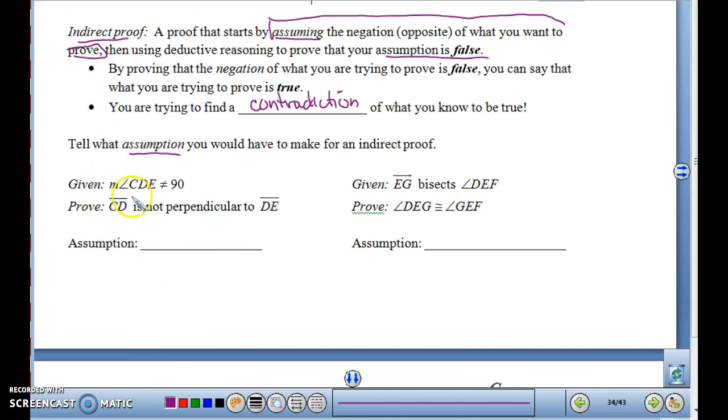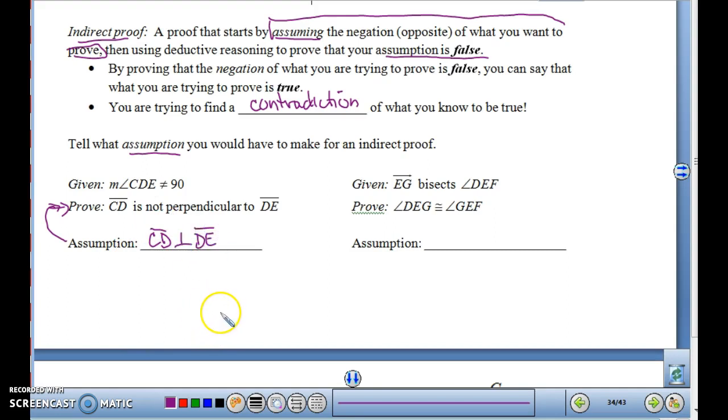We are given the measure of angle CDE is not equal to 90 degrees, and we want to prove that CD is not perpendicular to DE. Well, that's kind of an obvious one, but let's do it by using a kind of indirect proof. What assumption would we make? We would make the negation of what this is. So CD is not perpendicular to DE. We make the assumption that CD is perpendicular to DE.